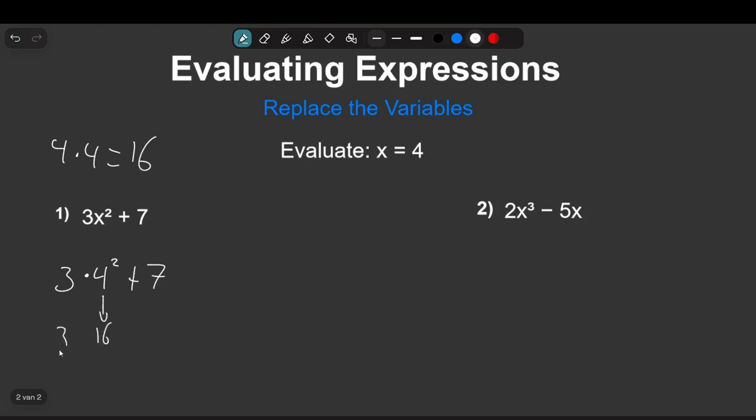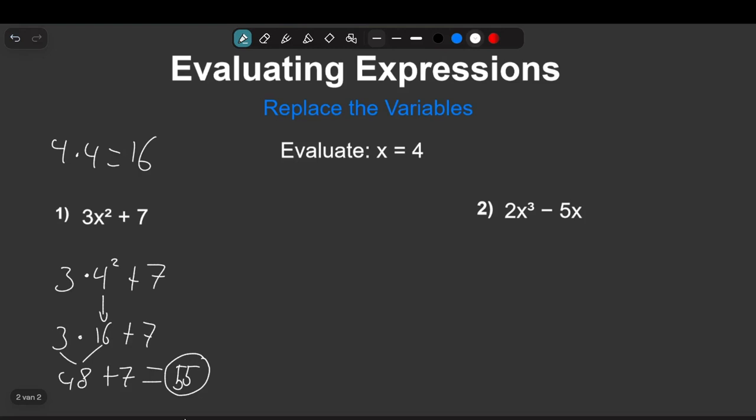And now we can rewrite this one more time. So we have 3 times 16 plus 7. And now we can just solve it normally. So we're going to do 3 times 16. This will equal 48. And then we're going to add 7. 48 plus 7 will equal 55 as our final answer. So this was the first example.